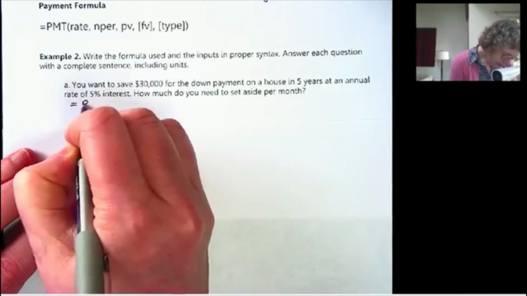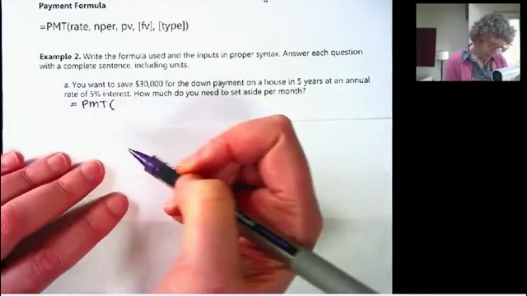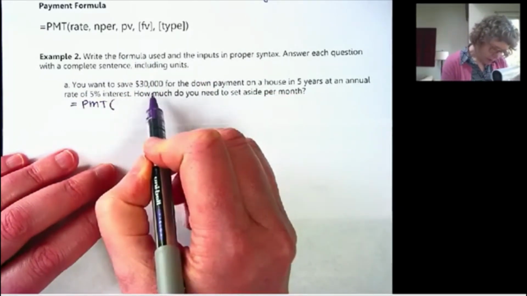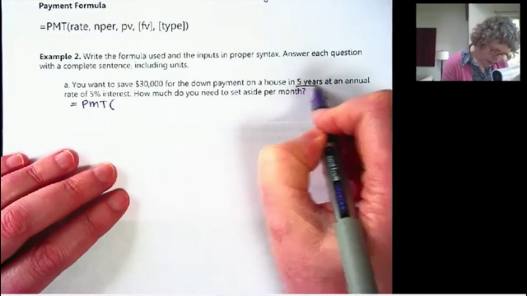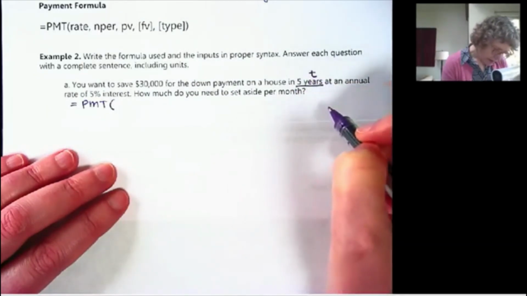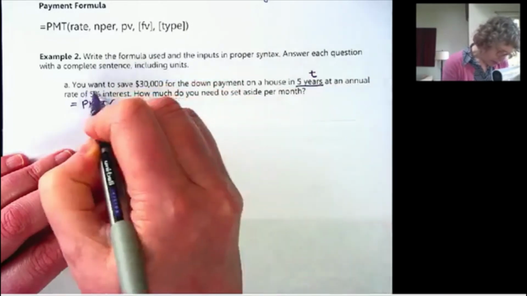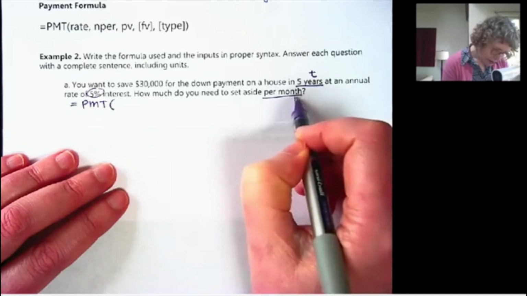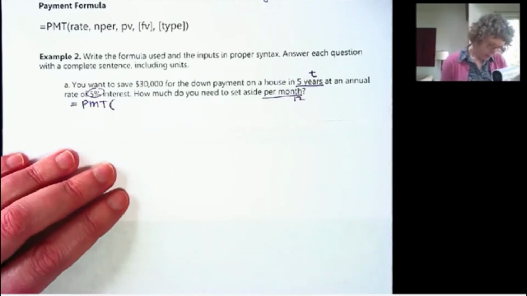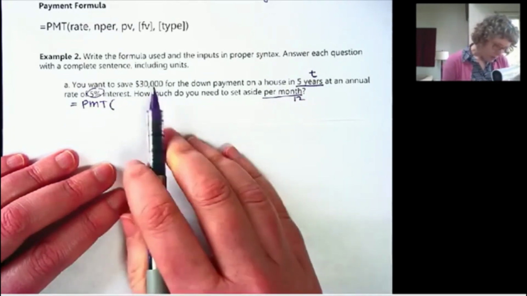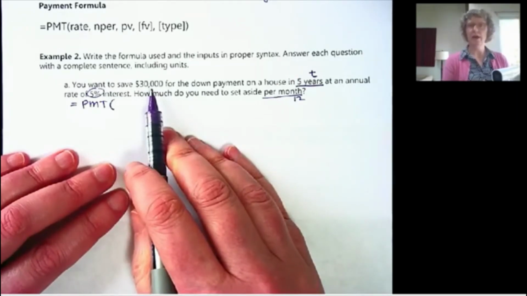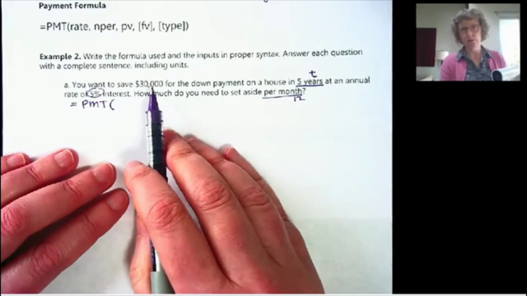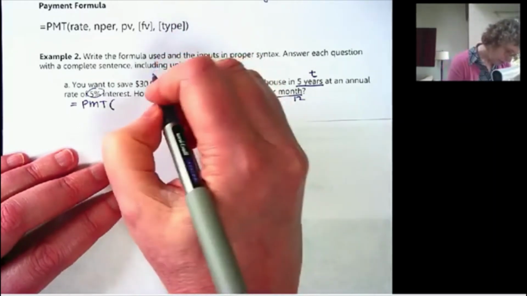So equals PMT for payment. Now we need to figure out everything here. So 5 years is our T. It's our time. Our interest is 0.05 per month. So we know our compounding is going to be 12. We want to save 30,000. Is that, we have 30,000 now, or we want that in the future? We want that in the future, right? So this is our future value.